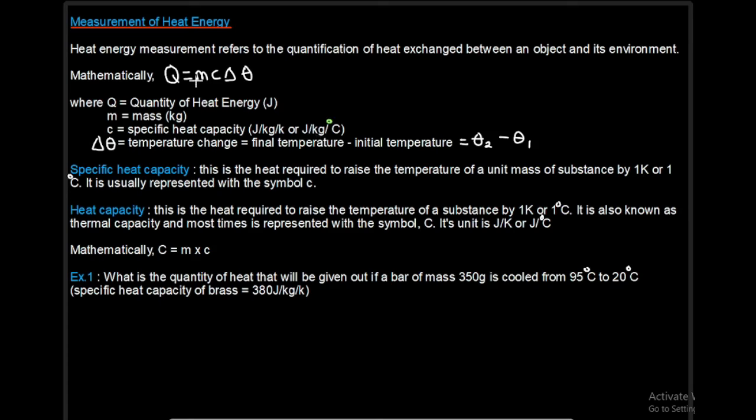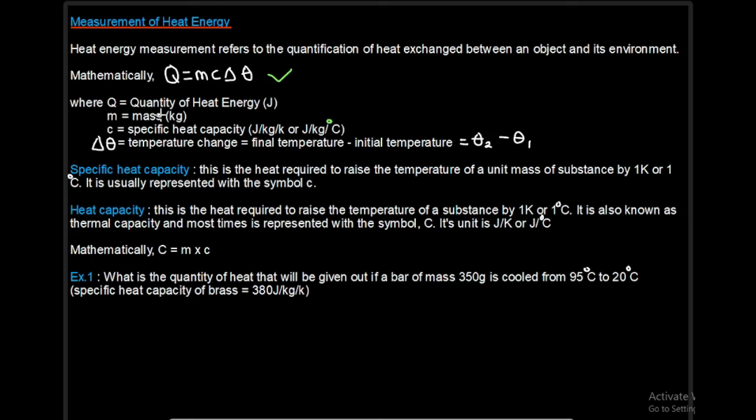M is the mass of the object in kilogram. c is the specific heat capacity of the object. And then delta theta is the temperature change, which is simply the final temperature minus the initial temperature, theta 2 minus theta 1. So this is our equation for calculating the quantity of heat energy of an object.